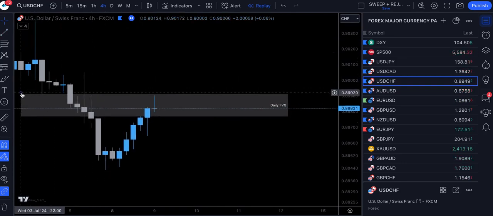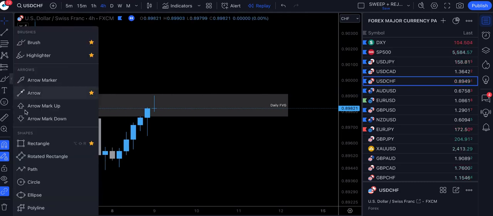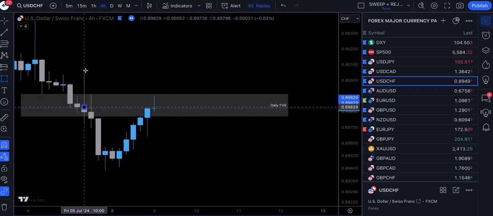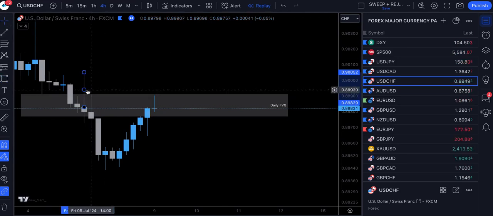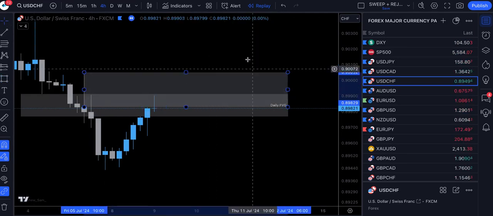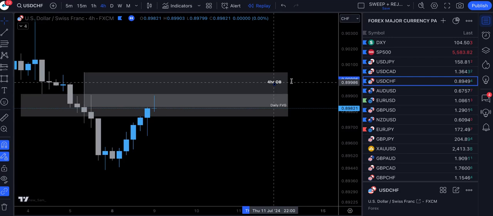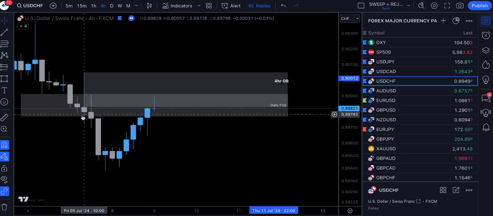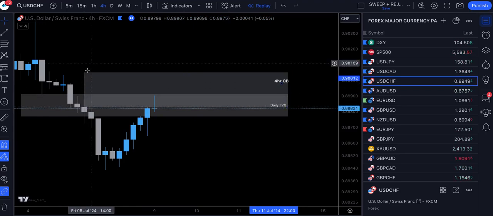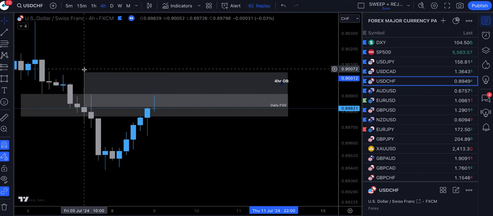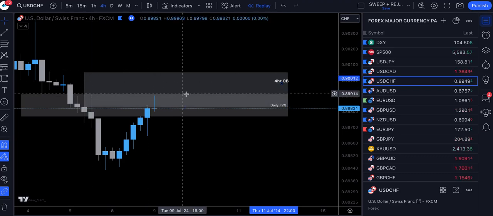In terms of an entry model, what we have is a 4-hour order block that created this initial sell-off to the downside. Okay, so let's mark that on here. So that's a 4-hour order block, and that's this grey area here. Okay, so essentially I've marked that on from the open of the candle up to the top of the wick. Okay, so this is the area that we're looking at shorting out of.